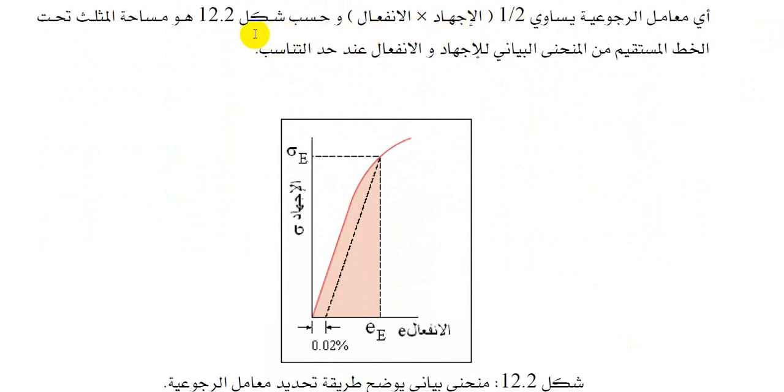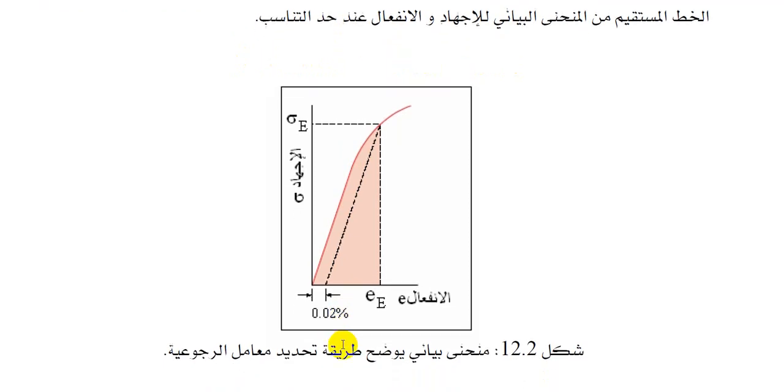and according to the illustration of figure 12.2, it is the area of the triangle below the straight line of the stress-strain graphical representation curve, corresponding to the proportionality limit. This, as you can see right in front of you, is the proof stress.